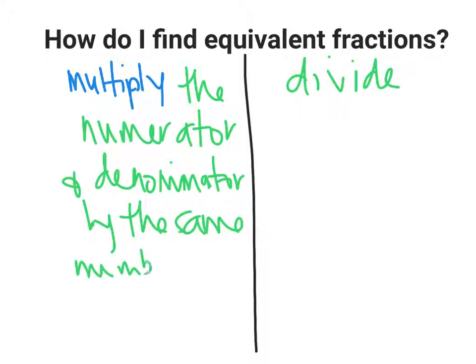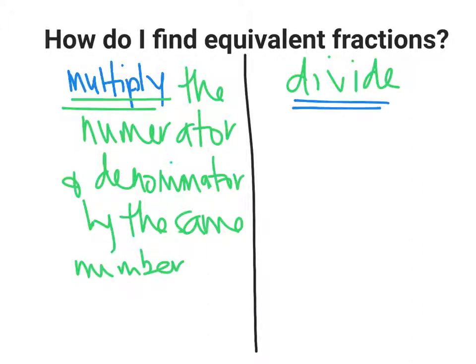number. And when you're multiplying, it does not necessarily matter what number you multiply by. You could multiply by 2, 27, 33, 100. It does not matter as long as you are multiplying the numerator and denominator by the same number.